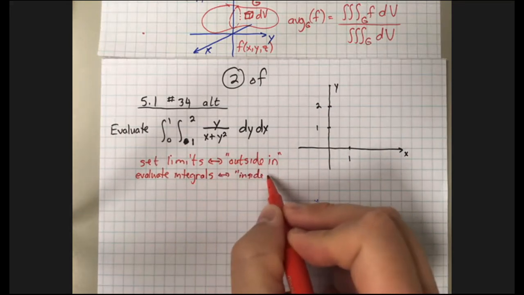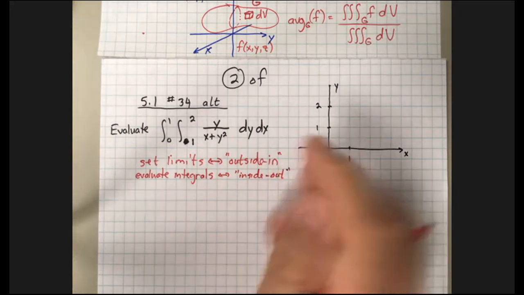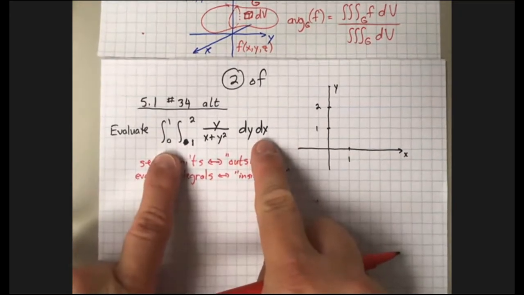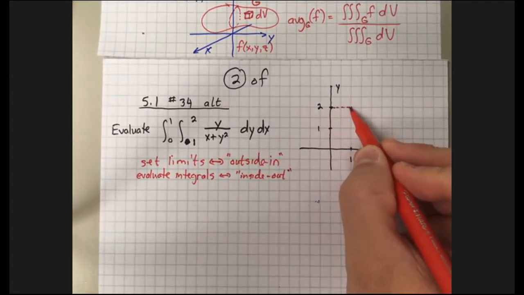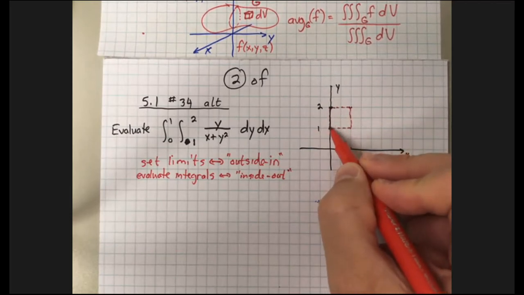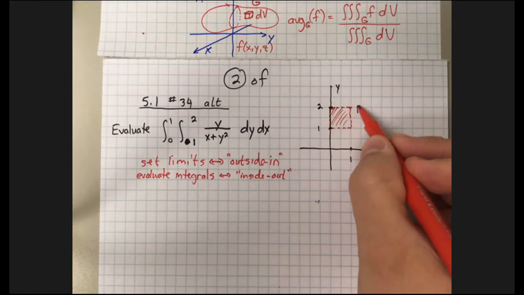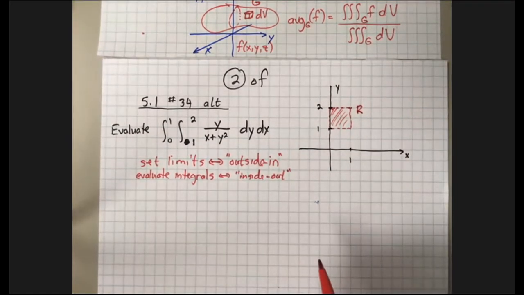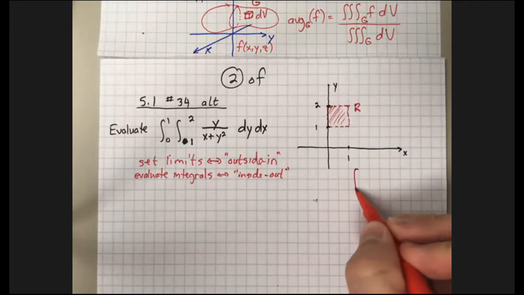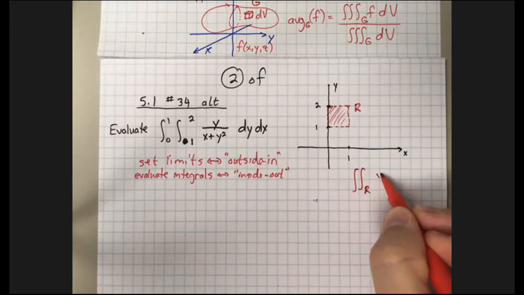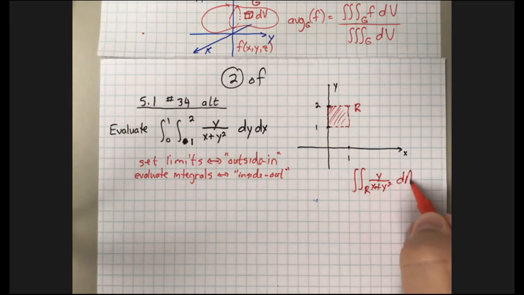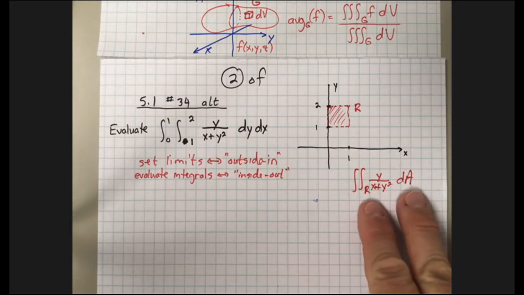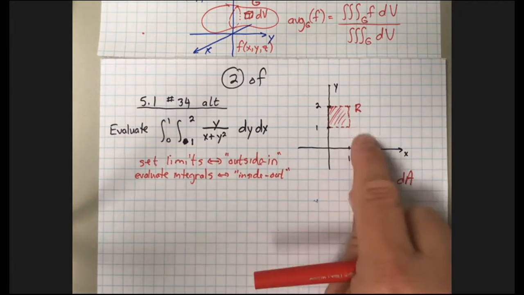So when I read this multiple integral, first I read the x limits and then the y limits. And that's where I get this region, which is a perfect square. This is my region R. So the shorthand of this integral is the double integral over R of y over x plus y squared. I write this notation when I don't want to make a commitment yet to my order, where I just want to speak generally about the region.